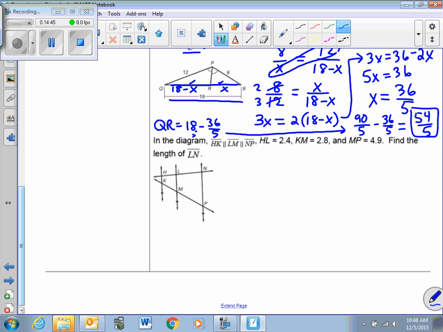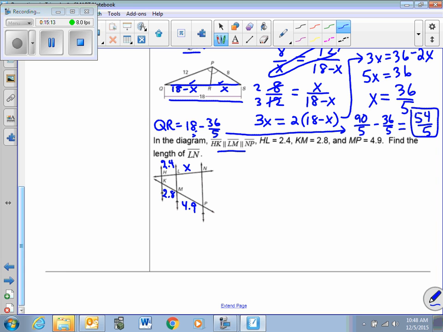Okay, looks like we got another problem where we have 3 parallel lines cutting 2 transversals. I'm given that they're parallel. Oh boy, got some decimals. Looks like you might get to use your calculator. So I know that HL is 2.4. Always label your drawing. KN is 2.8. MP is 4.9. And I'm trying to find the length of LN. So we'll call that X.